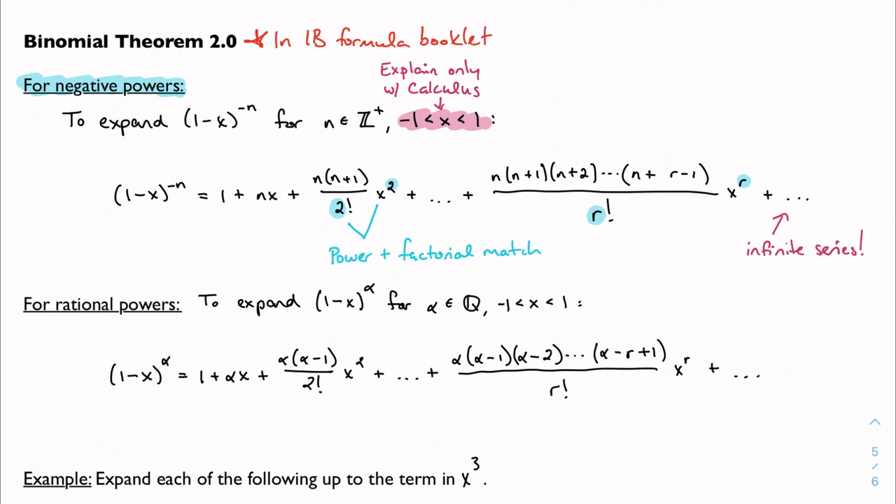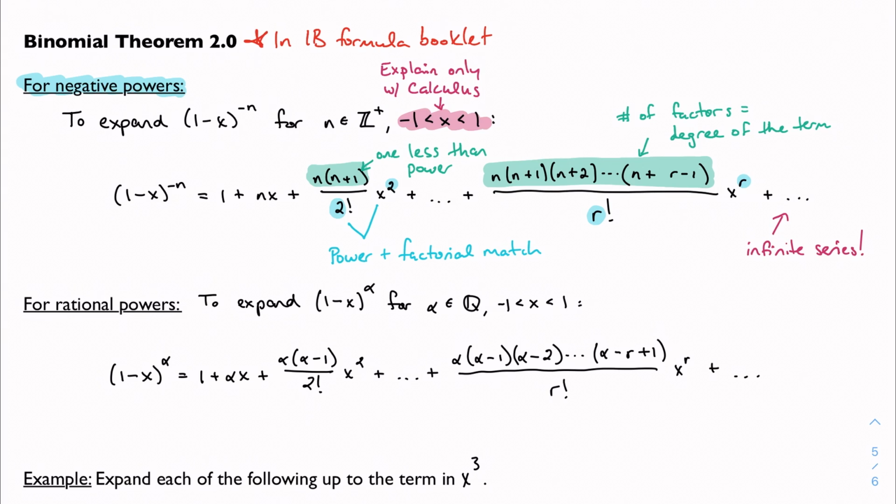We notice that we have the product of some number of n plus 1 consecutive integers from n. And there's as many factors in that product as we have power, and it just goes up to 1 less than the power, right? So we notice that there's 1 less than the power, but we also notice that there's as many factors here as the degree. So the number of things being multiplied, the number of factors, equals the degree of that term. Right? There are 2 factors for the second degree. There are r factors here for a term of degree r.